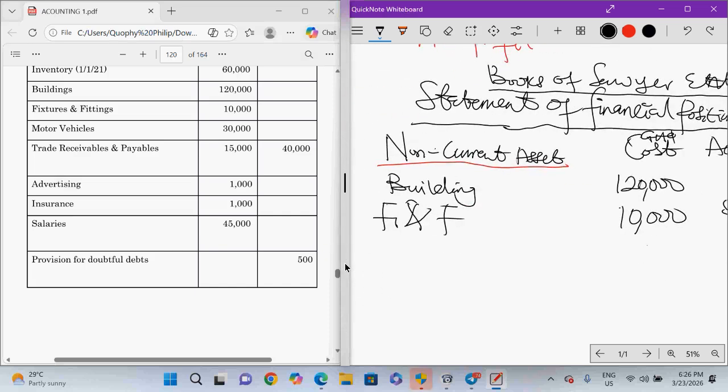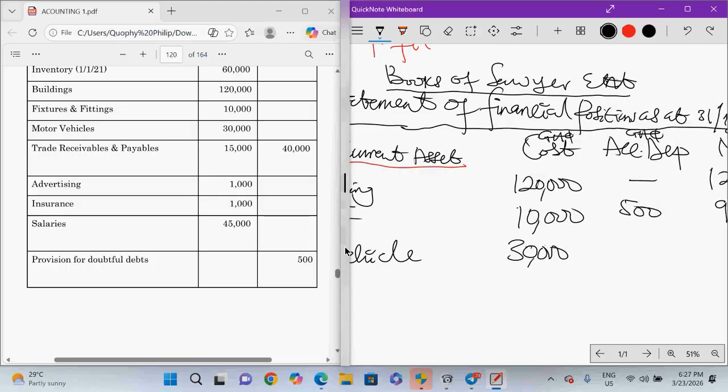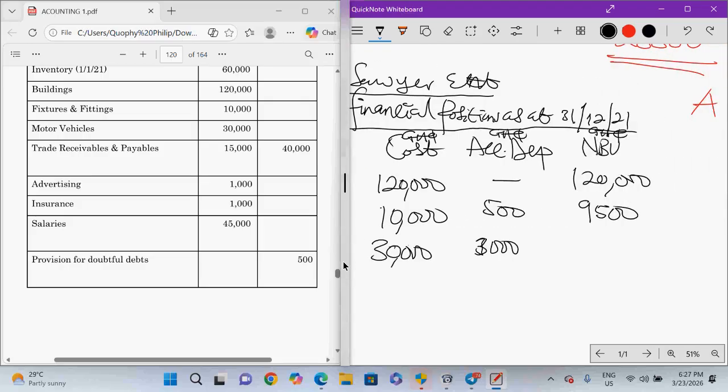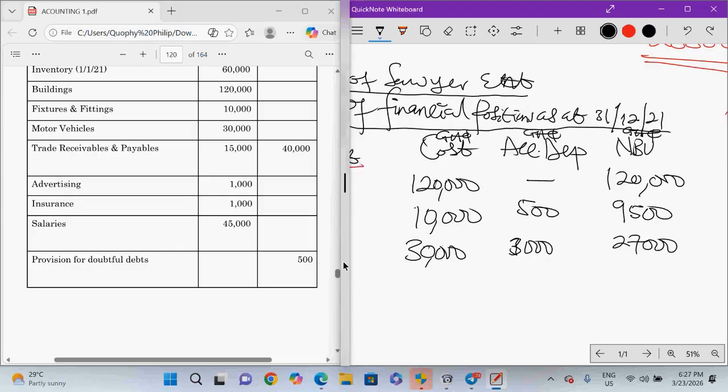What else? Motor vehicle. Motor vehicle then 30,000. What's the depreciation? I think it's 3,000. So with the 3,000, what is the difference? That will be 27,000. Is that all? Yeah, that's all for the non-current.